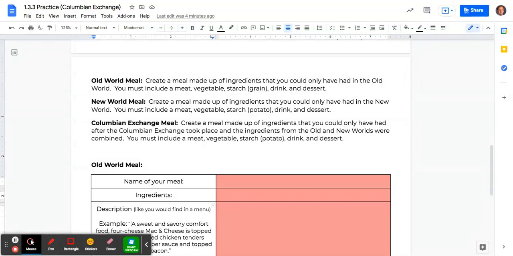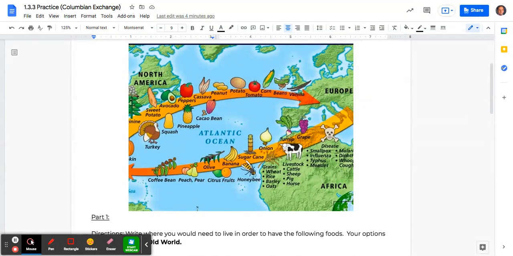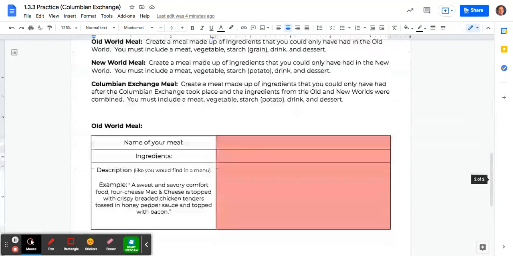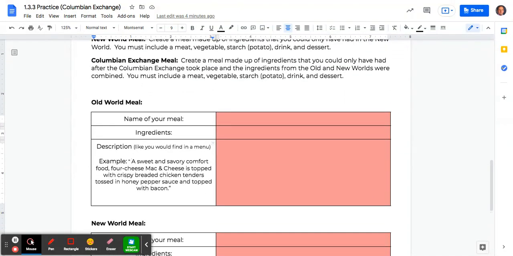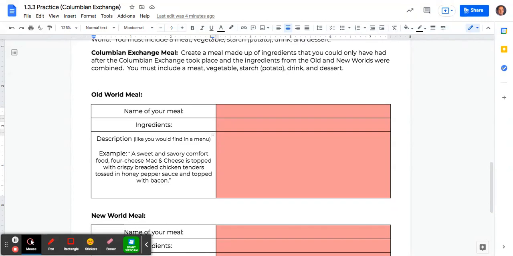So you can only use ingredients that you would find in the New World. And finally, you create a meal that you could have had after the Columbian Exchange. So basically, any sort of meal using ingredients from both sides of the chart.